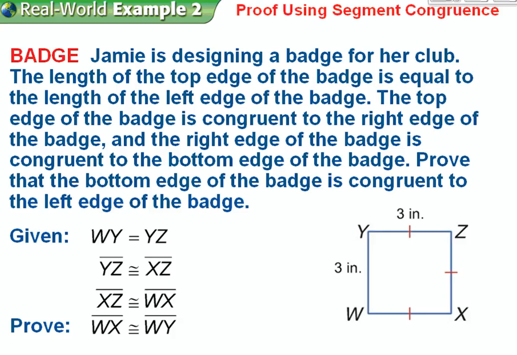Now, the next one actually has words written with it, and I just gave you the proof format, but I will read through this example. It says, Jamie is designing a badge for her club. The length of the top edge of the badge, right there, is equal to the length of the left edge of the badge. So those two are the same. The top edge of the badge, which is right here, is congruent to the right edge of the badge. And the right edge of the badge, which is right here, is congruent to the bottom of the badge. So it tells us to prove that the bottom edge of the badge, which is right here, is congruent to the left edge of the badge.